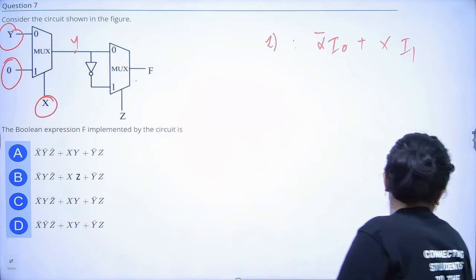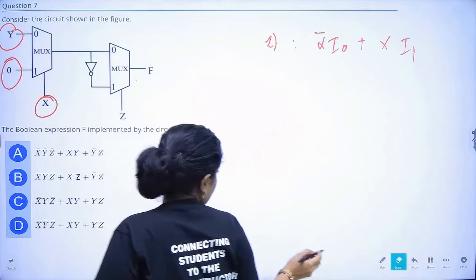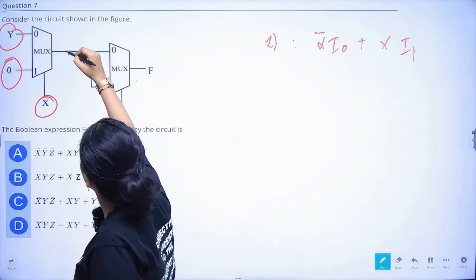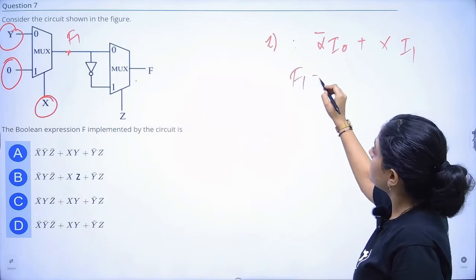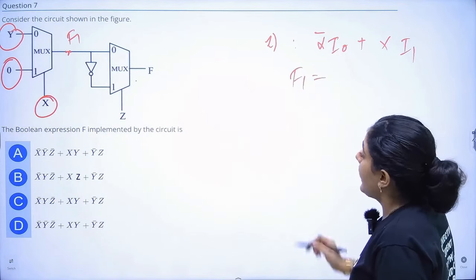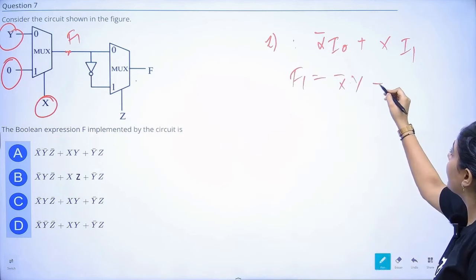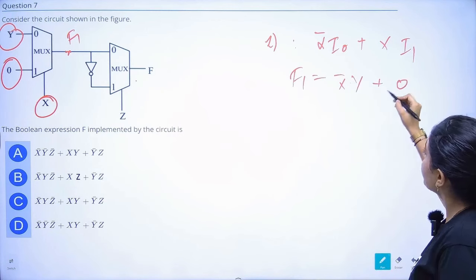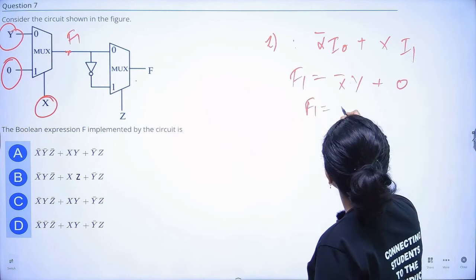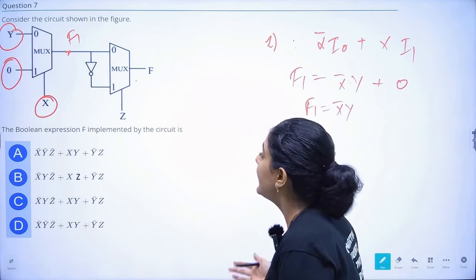Y is already given. So F1 is X bar I0, where I0 equals Y, plus the other input, which is 0. It will be 0 only. So F1 is X bar Y. Now this is given to the next mux.